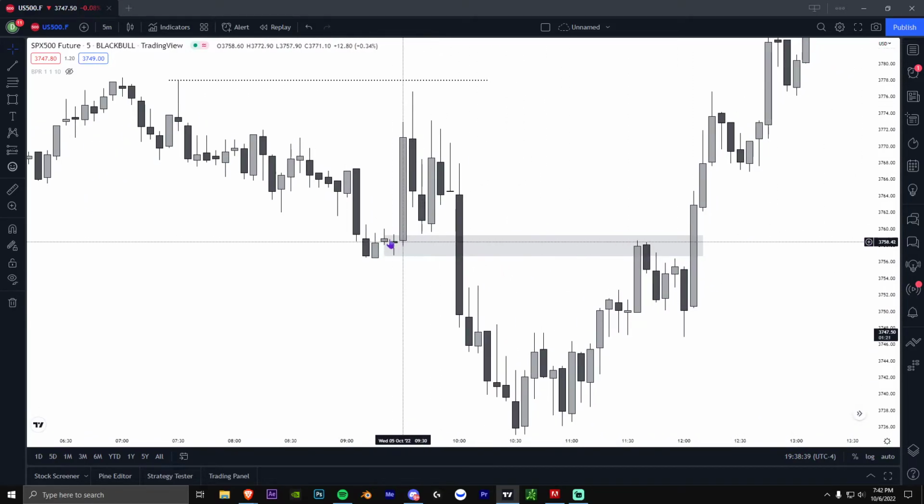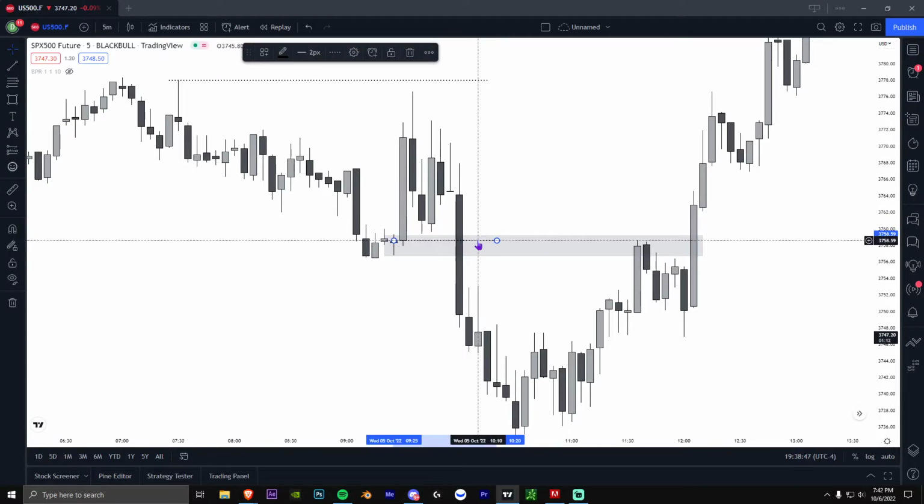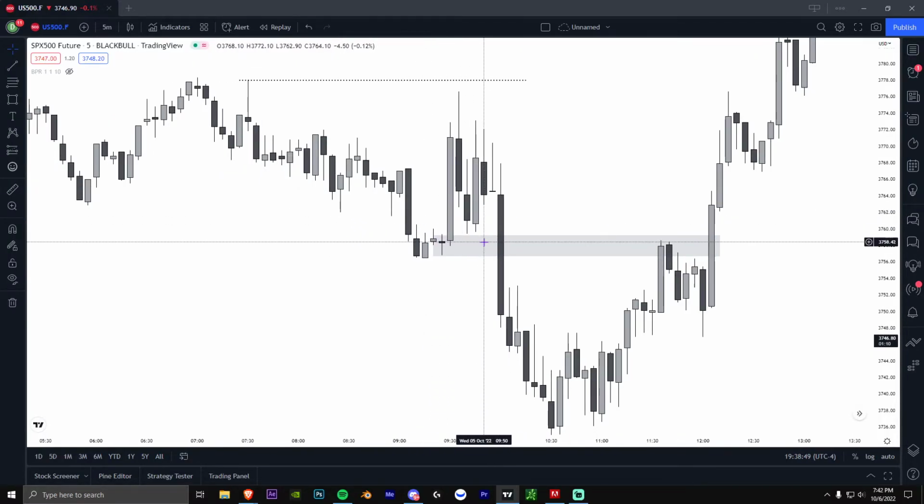So obviously this was an order block before because it's a red candle before a down move, and we cut right through it. That's why it would be a mitigation block now, because we didn't take liquidity. It was an old order block and we cut through it.